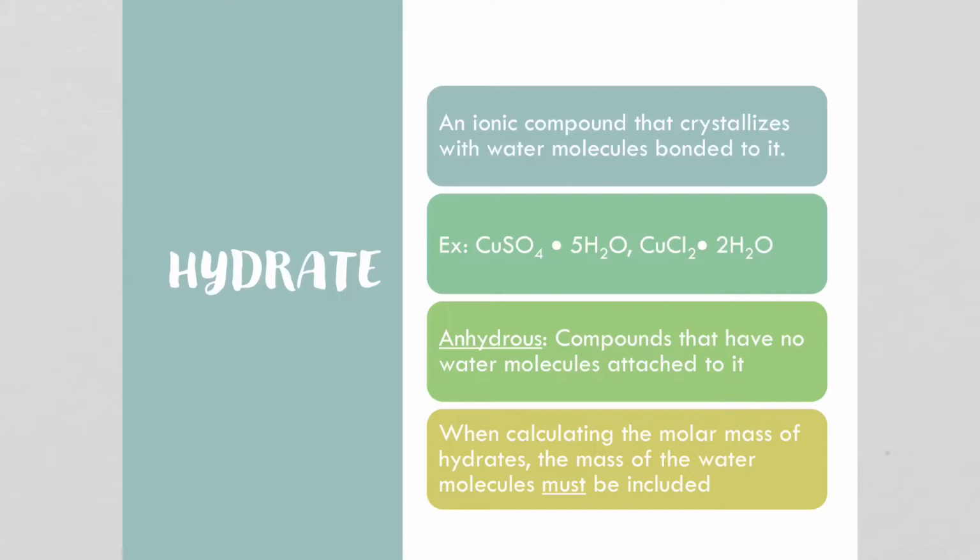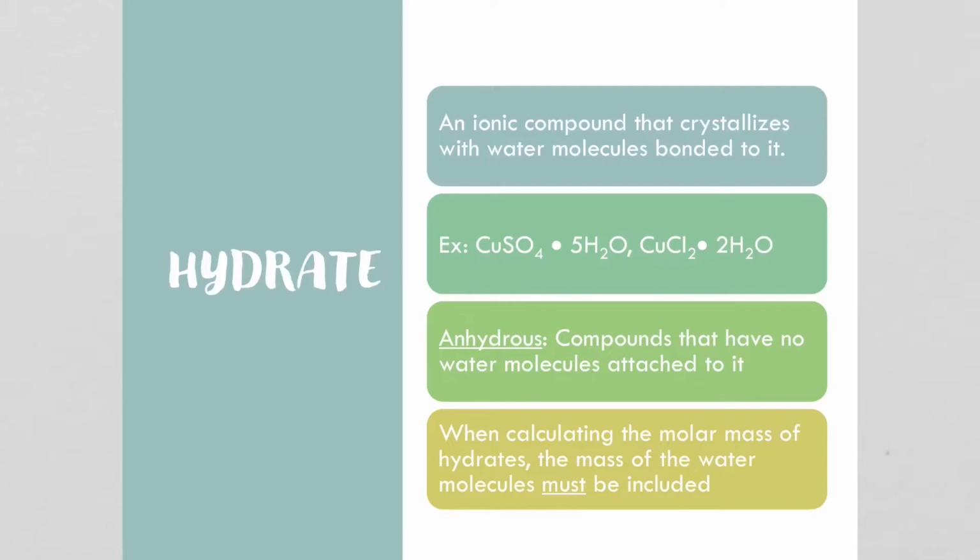molecules interspersed as well. So some common examples of hydrates would be copper(II) sulfate pentahydrate, so 5 water molecules attached, and copper(II) chloride dihydrate. It'll be different numbers of water molecules that attach. Now the term anhydrous means that these hydrate compounds no longer have water molecules attached to them. So we can actually heat these substances and evaporate off the water molecules and then compare the difference in mass before and after to find out how many water molecules combine per formula unit of the ionic compound.